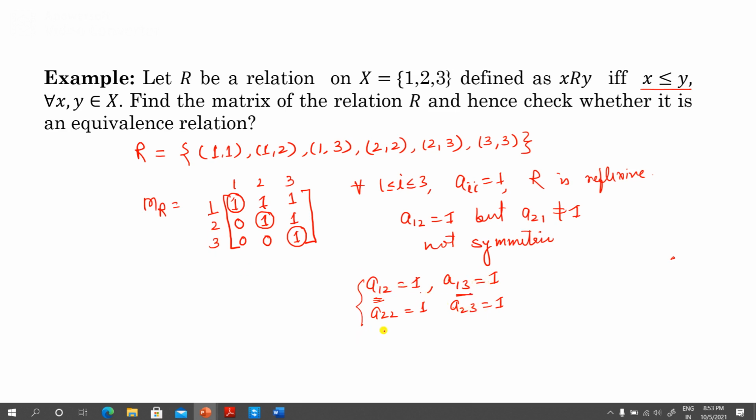Now if you check the third row, a33 equal to 1. So can we combine this one? Yes, we can combine this with this one. a13 equal to 1, a33 equal to 1. So if you combine, you will get a13, which is already given here, (1,3). Similarly, if you combine a23 and a33, again you will get (2,3), which is already given. So we have checked all the possibilities. It means for every aik equal to 1 and akj equal to 1, aij is also 1. It means the transitive rule is satisfied. So the relation is transitive.